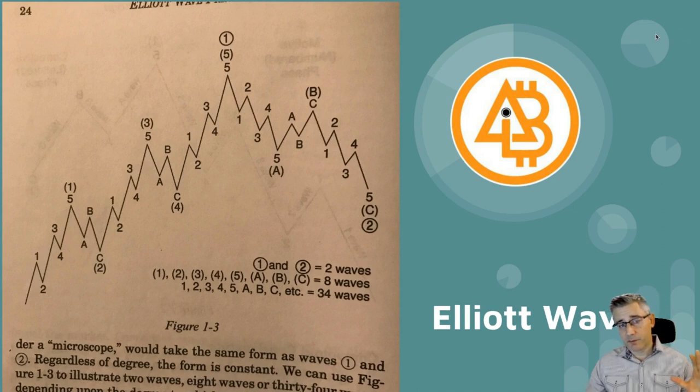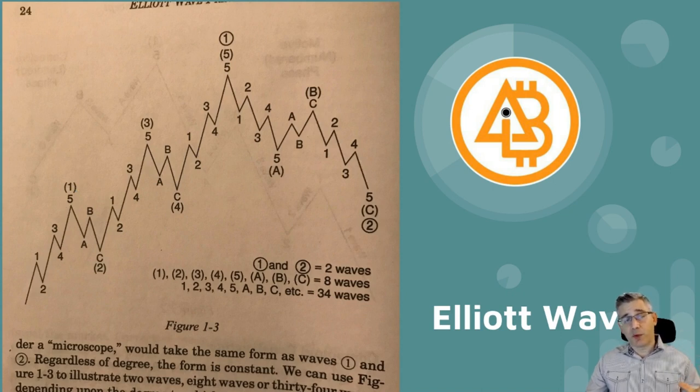This is the basic pattern that makes up the Elliott Wave. What Elliott discovered was that markets usually move in a five-movement pattern. Starting at the bottom here, we go 1, 2, 3, 4, 5. That's the direction the market's heading. It's bullish. It's going up.